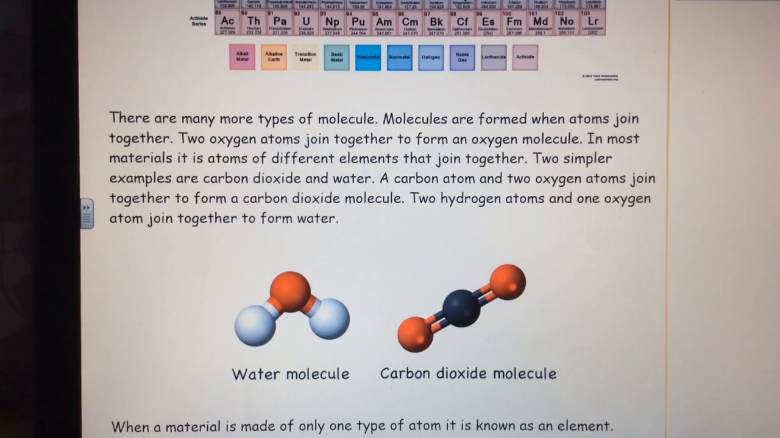There are many more types of molecule. Molecules are formed when atoms join together. Two oxygen atoms join together to form an oxygen molecule. In most materials, it is atoms of different elements that join together. Two simpler examples are carbon dioxide and water. A carbon atom and two oxygen atoms join together to form a carbon dioxide molecule. Two hydrogen atoms and one oxygen atom join together to form water.